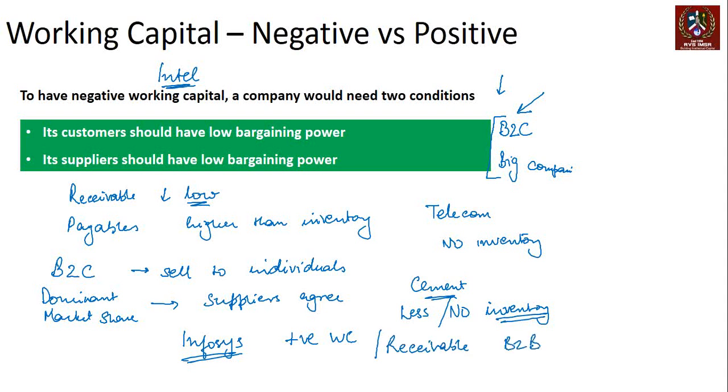So in some businesses, you will have working capital. In some businesses, you will have a chance of having negative working capital. Given a choice and given a chance, you would want a negative working capital, but that is not the entire story. What happens if you are in a business like Infosys, right?